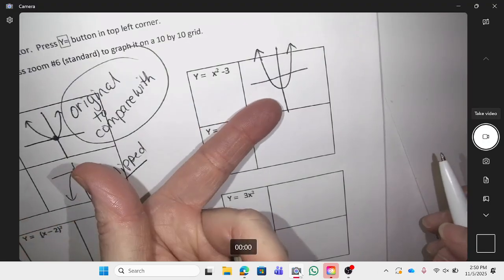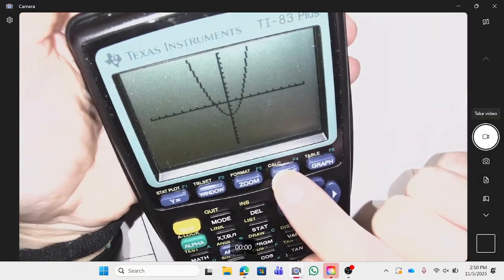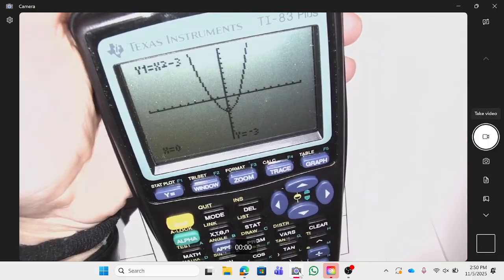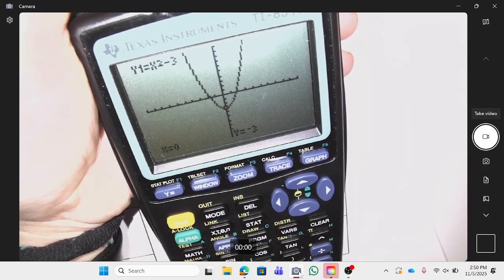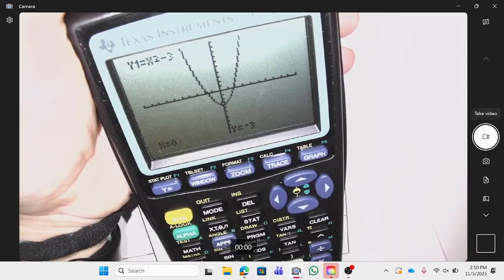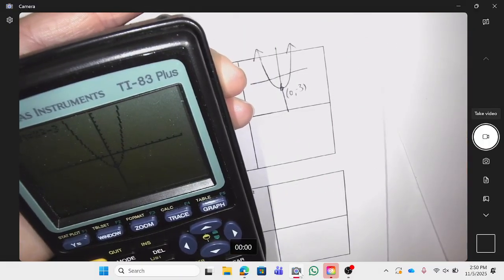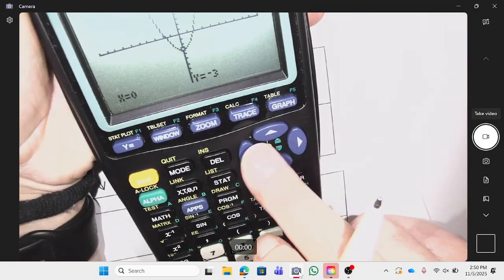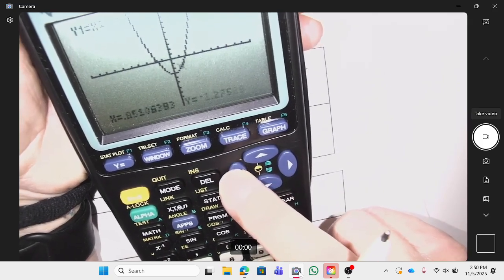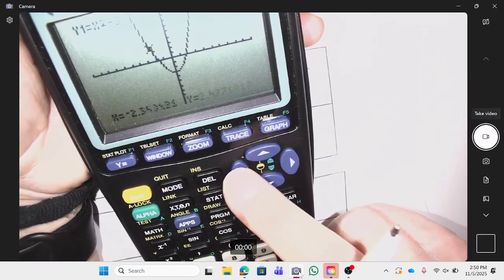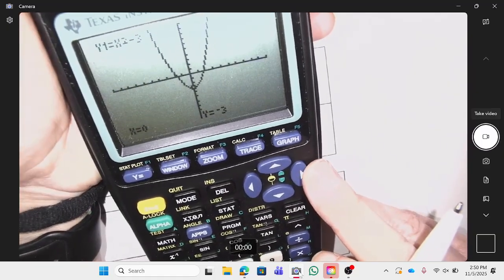Okay, does your screen look something like that? Can you hit this button for me? Can you hit the button called trace? If you hit the button trace, I call it like my mouse cursor comes onto my graph. And I can move that around. So this is 0, negative 3. Okay, but you can move your cursor right and left. And these are all coordinates on your graph. You can move that cursor around. These are all points on your graph. Okay?